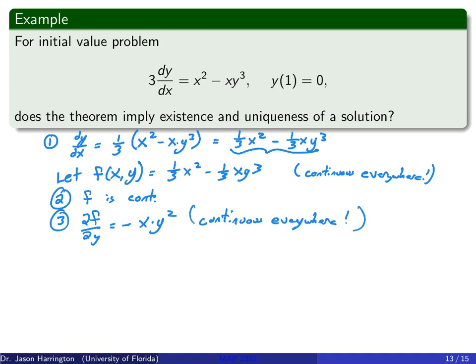Let alone any rectangular solution. So yes, this initial value problem has a unique solution. Because really at any point, like 1, 0, the function and the partial derivative of f with respect to y are continuous everywhere. So that's not an issue.